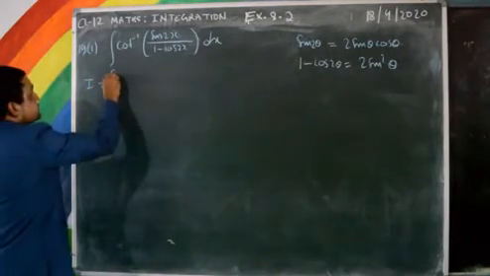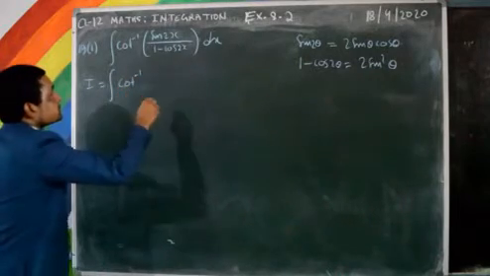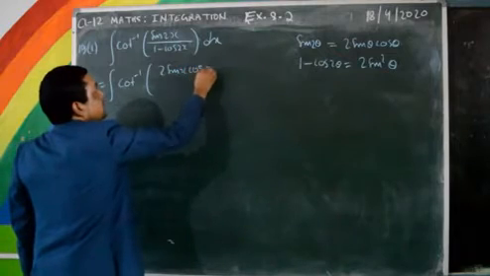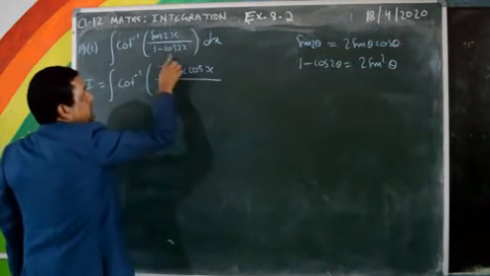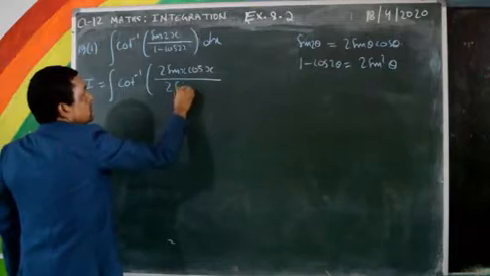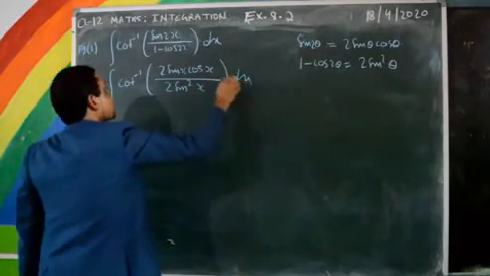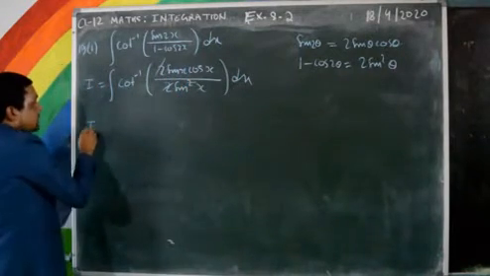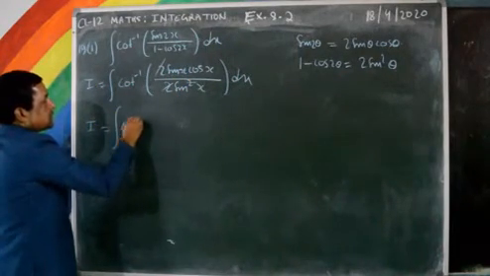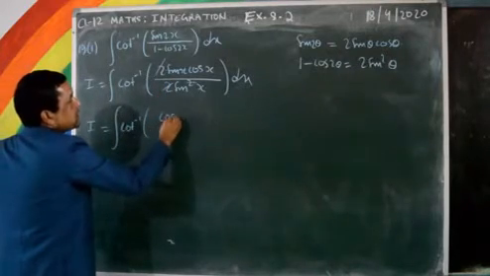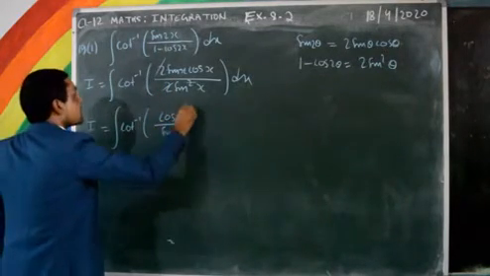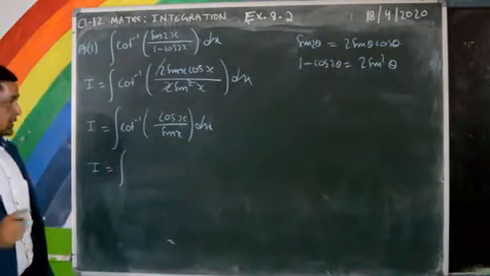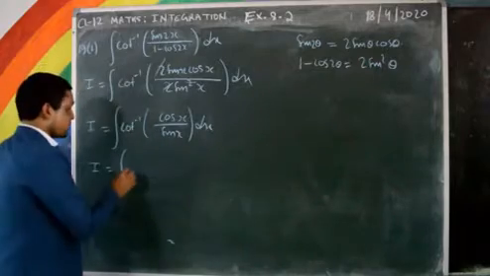I equals cot inverse of, in place of sin 2x, we write 2 sin x cos x divided by 1 minus cos 2x, which means 2 sin square x, bracket close, dx. Now this 2 got cancelled. Then sin x and the square got cancelled. Then I equals cot inverse of cos x by sin x is left. Cos x by sin x means cot x.